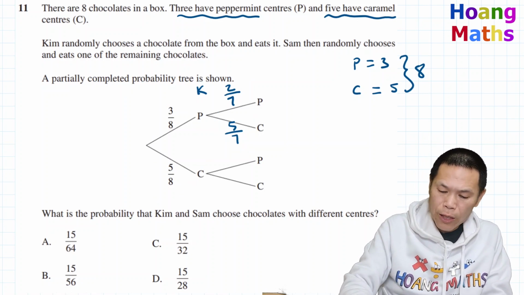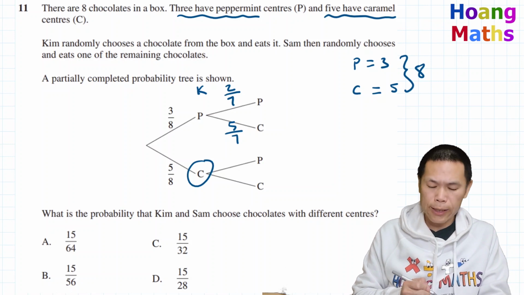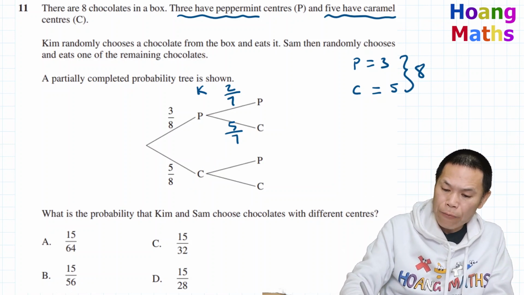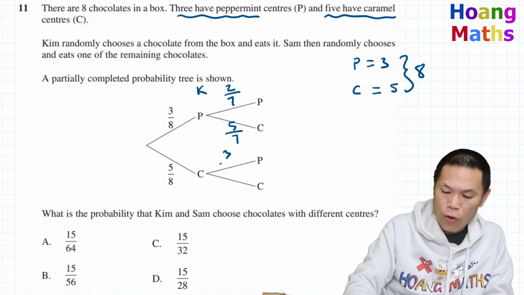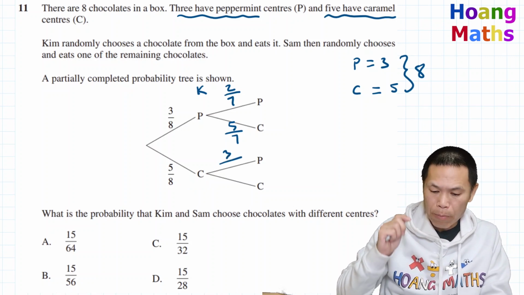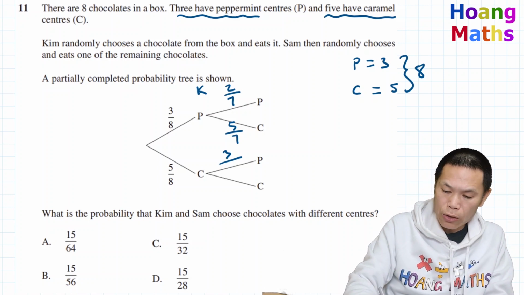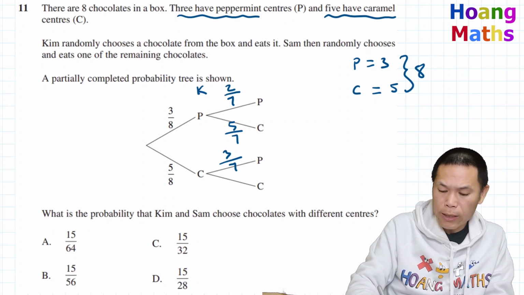If Kim picks a caramel instead of peppermint, then Sam will have 3 peppermint to choose from, because there are 3 peppermint and Kim picked a caramel. So 3 out of 7. And for caramel, because Kim already picked 1, there are 4 left. So 4 out of 7.